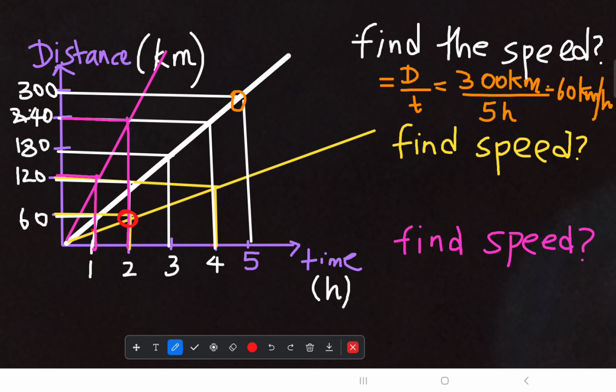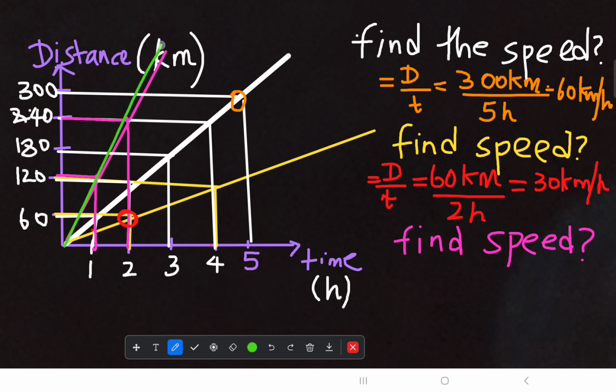To find speed, distance upon time. For the yellow color one, the distance it traveled is 60 kilometers. That should be divided by the time it took, that is 2 hours. So 60 divided by 2 will give you the speed 30 kilometer per hour. 30 kilometer per hour.